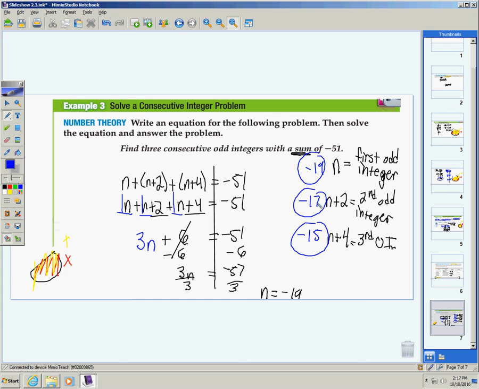So it seems like this problem would be kind of tricky, but if we just remember adding 2 every time will keep me with odd integers, then this problem isn't so bad.